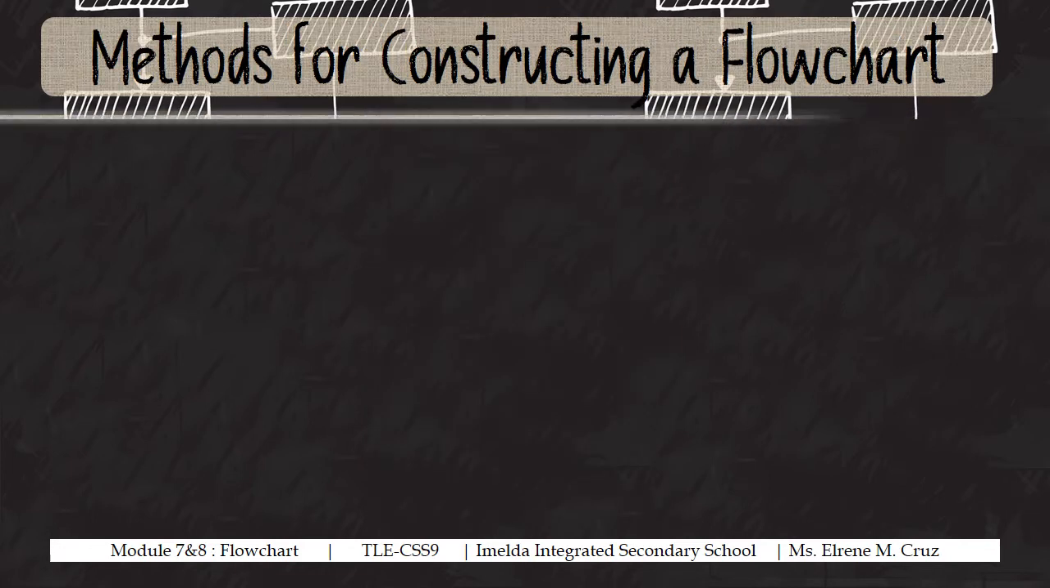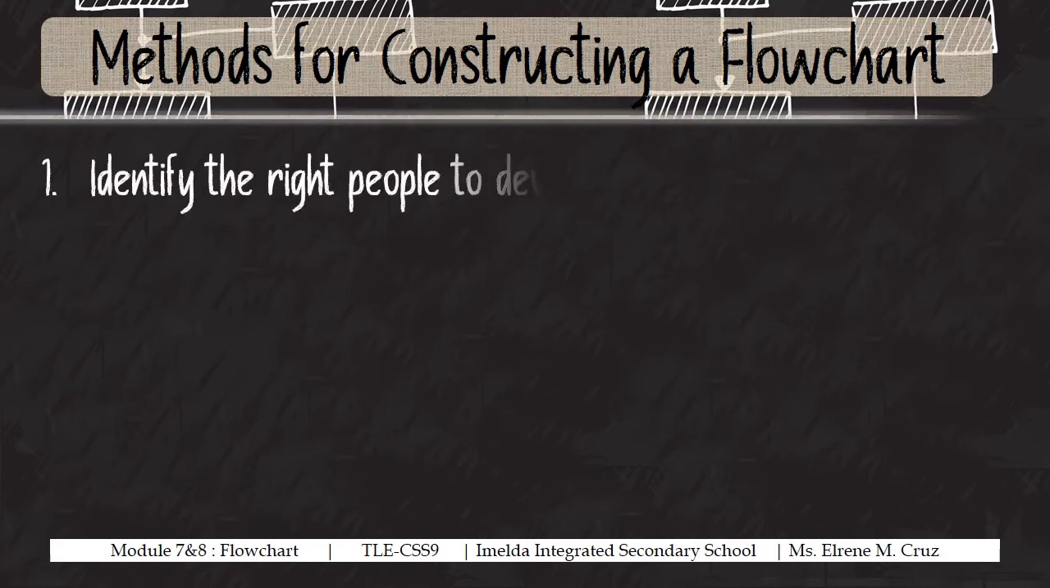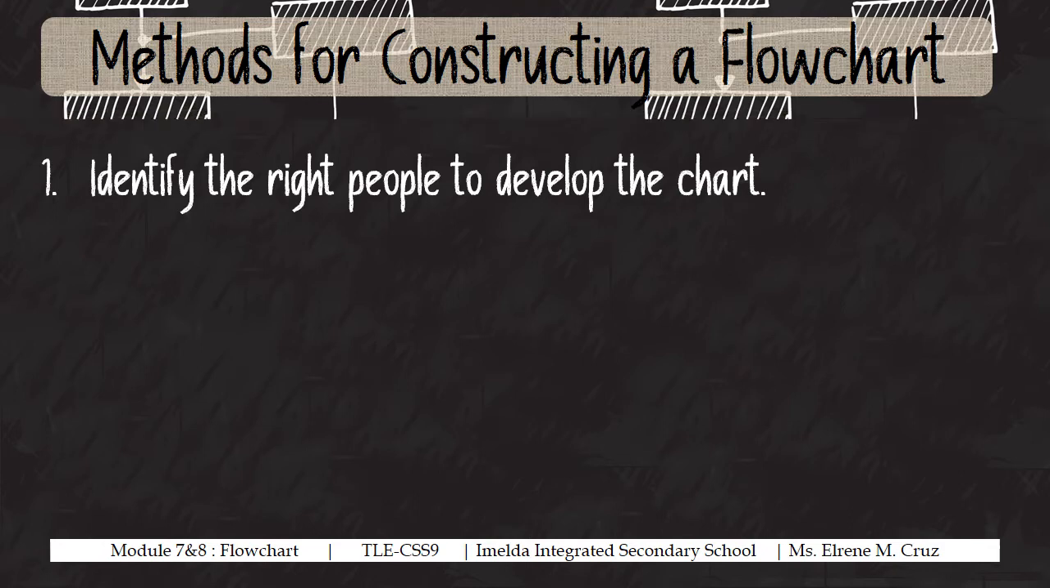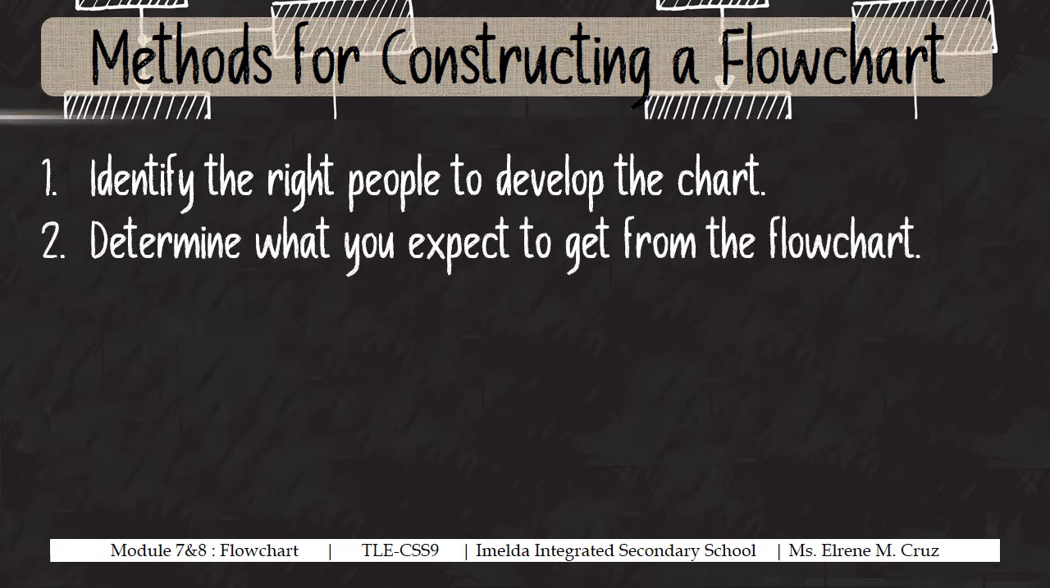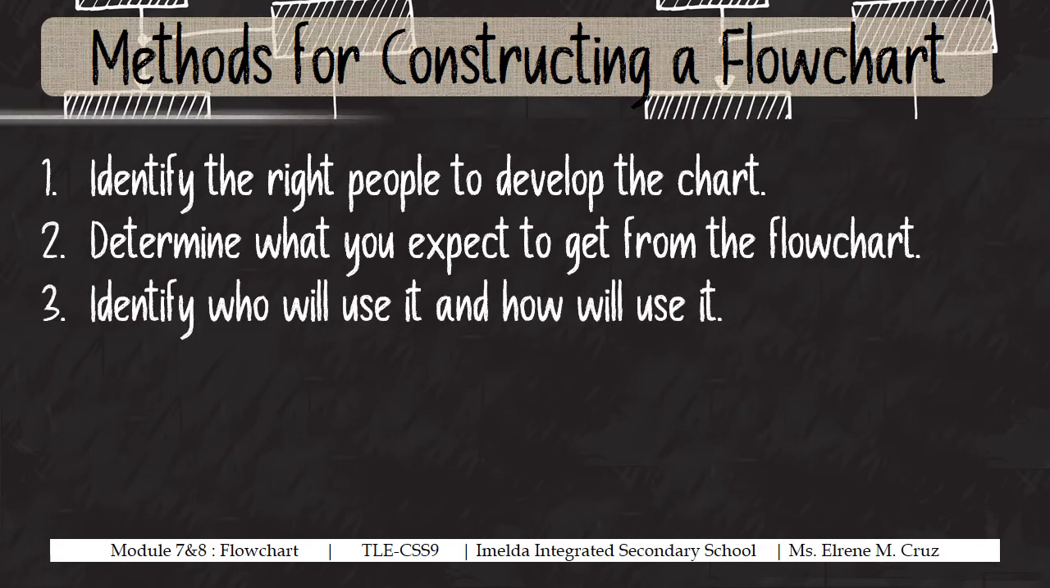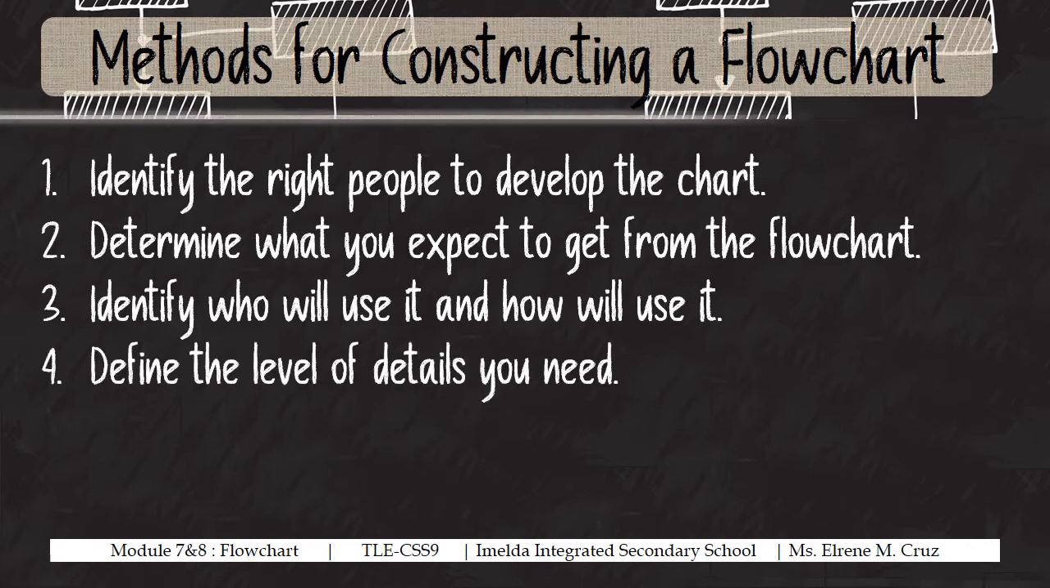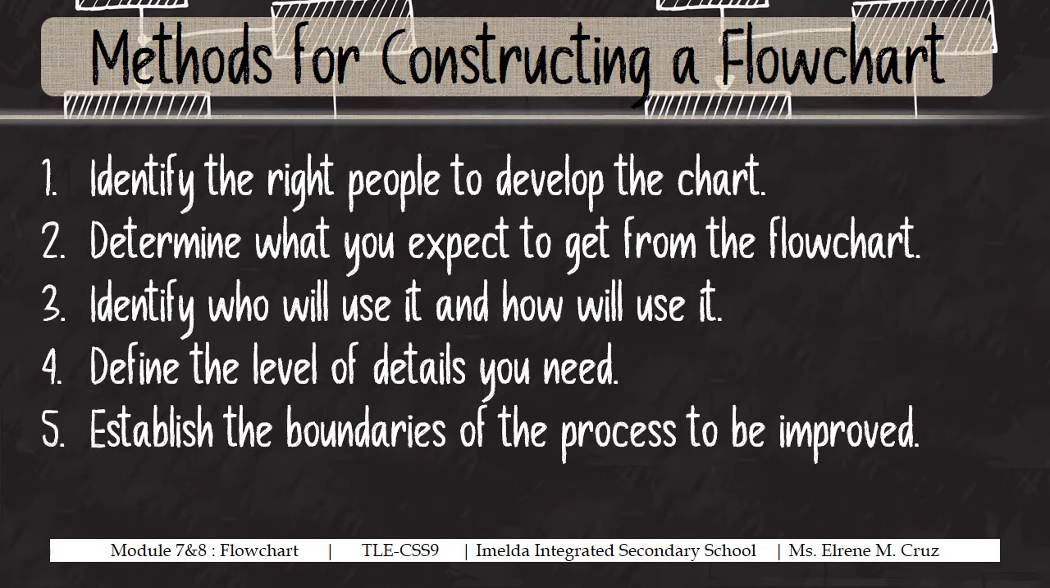Here are the methods for constructing a flowchart. First is identify the right people to develop the chart. Next is to determine what you expect to get from the flowchart. Third, identify who will use it and how will use it. Fourth, define the level of details you need. Lastly, establish the boundaries of the process to be improved.